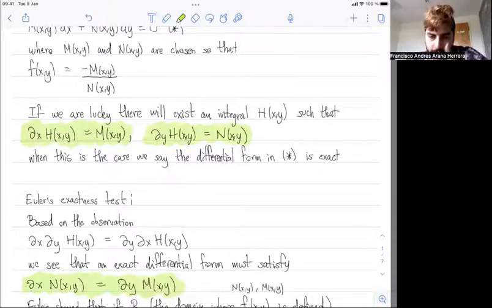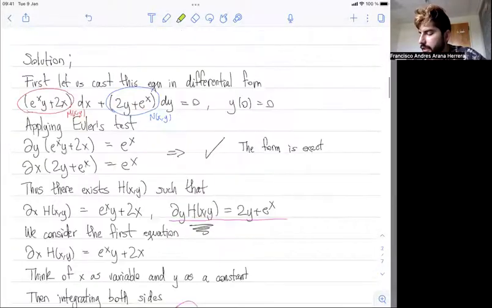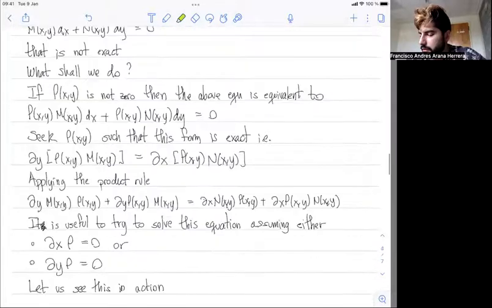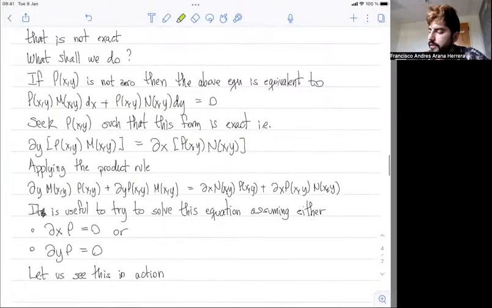Now, what's more common is that if you're given a form, that form will not be exact. So what will you do when the form is not exact? You will look for an integrating factor. An integrating factor is this rho such that this new form is exact. So you multiply everything by this rho, and then you ask, is this new form exact? Well, how do you know? You apply Euler's criterion, and you get this equation.